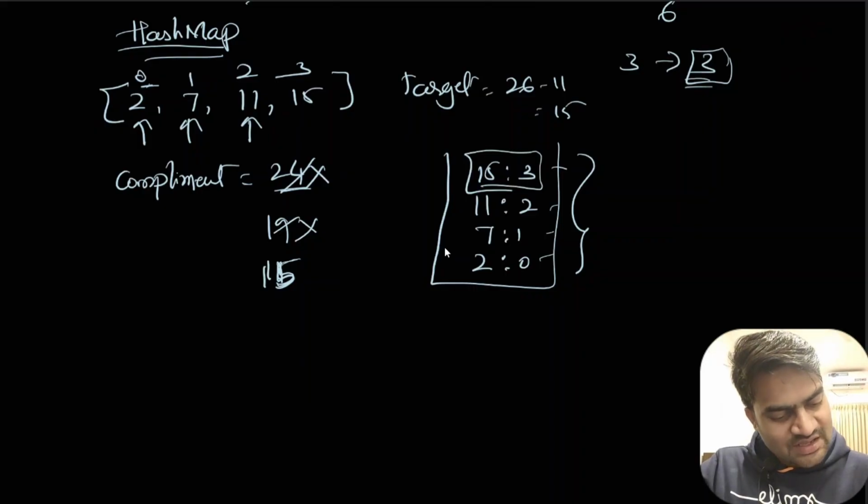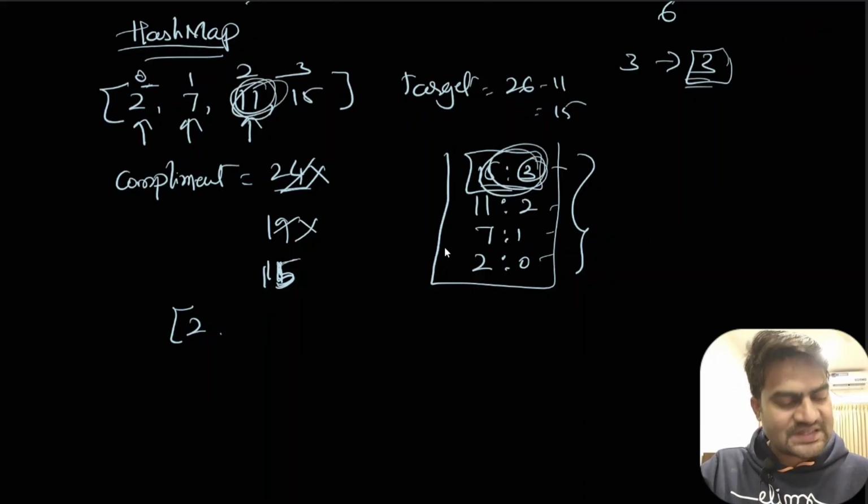So now its index is 2. Correct, right? This is the number where we are searching and its complement is 3. Complement's index is 3. We can simply return this.